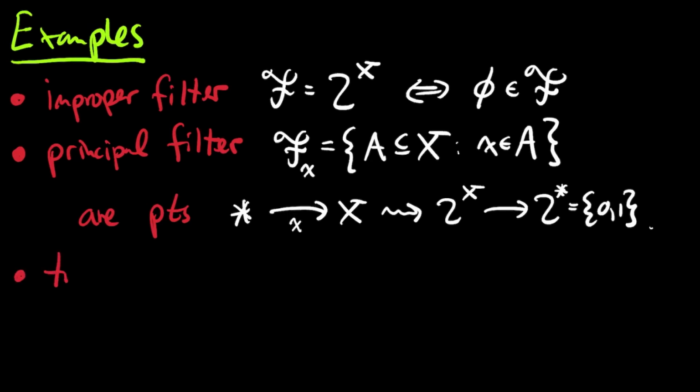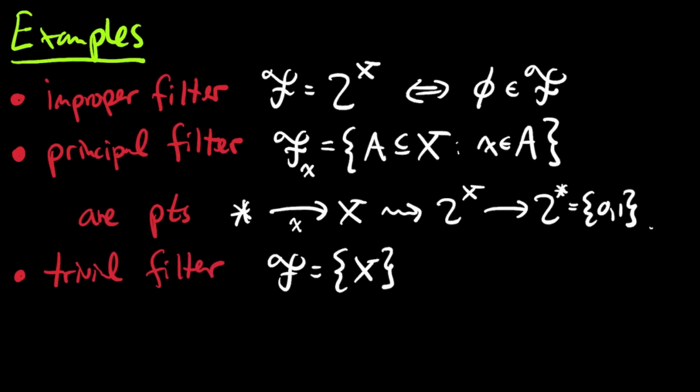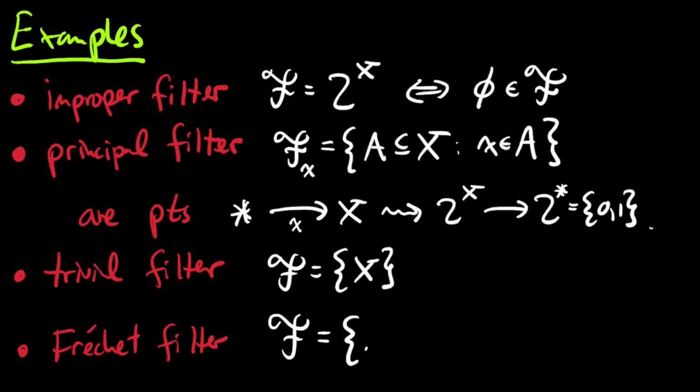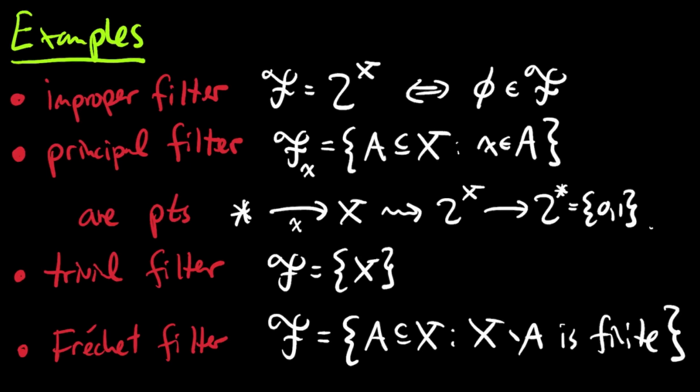Now there is a trivial filter. By definition, filters can't be empty collections of sets. So the minimum that you could have is the filter that contains the whole set X. And then there's the Fréchet filter, or the cofinite filter, that consists of all subsets of X whose complement is finite. If X is finite, this is the improper filter, but it's a proper filter if X is not finite.